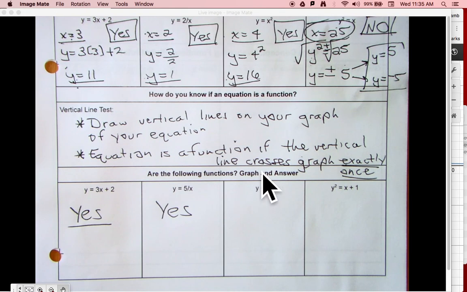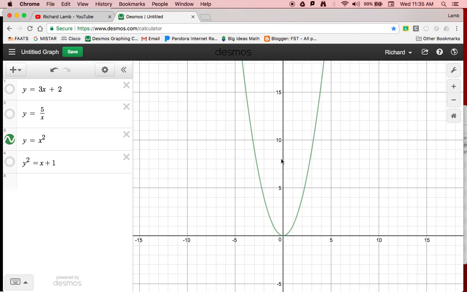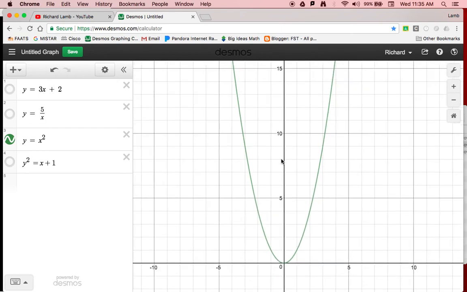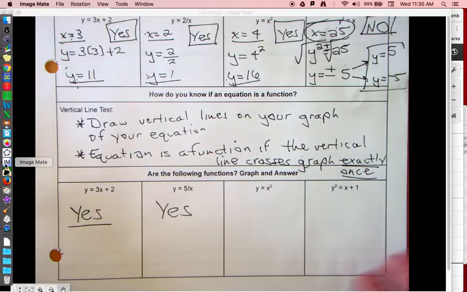Alright, the third one, y equals x squared. We're going to be studying these graphs a lot also. This is called a quadratic function, quadratic meaning it has a squared as its highest power. You zoom in on that one a little bit. Is it a function? Yes or no? Look at your vertical lines. How many times does each vertical line touch the graph? Once there, once about there, once about there. The y-axis touches right there. So each one touches only once. So yes.